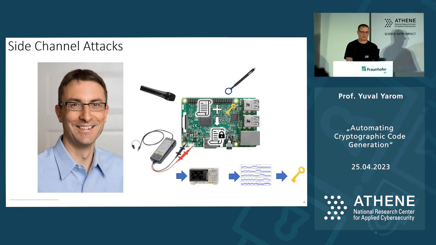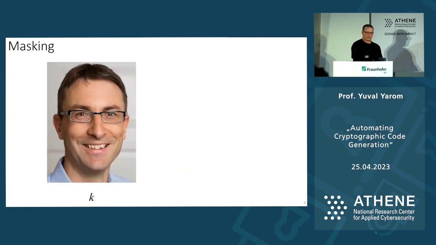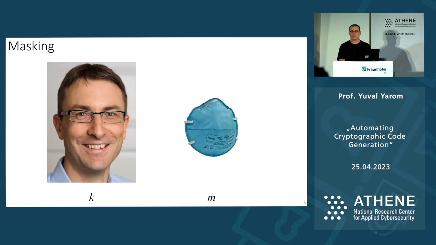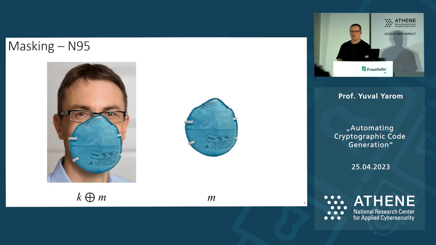And one of the techniques that we use for protection is called masking. So we have a secret value K and we want to protect it. What we do is we select a random value M and we combine the secret value and the mask. And what happens is if either of those leaks, then we haven't leaked anything. These are uniformly distributed and everything is secure.